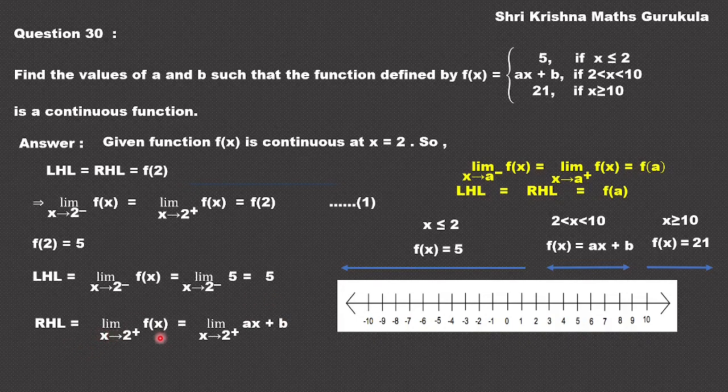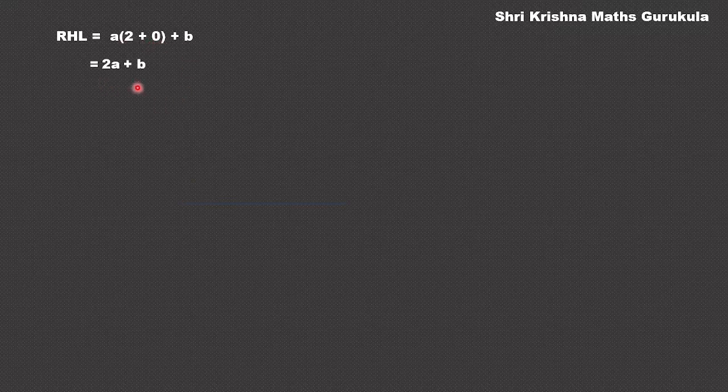RHL is equal to limit of f of x as x tends to 2 plus, is equal to limit of ax plus b as x tends to 2 plus. So for RHL we are considering f of x is equal to ax plus b because x is a little greater than 2 but very close to 2. So for RHL we are substituting x as 2 plus h, where h is a very small positive quantity and h is tending to 0. Since there is no indeterminate form, we are substituting h as 0. So RHL is equal to a into 2 plus 0 plus b, which is 2a plus b.